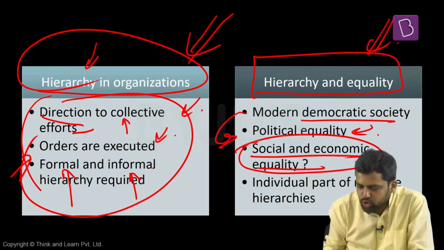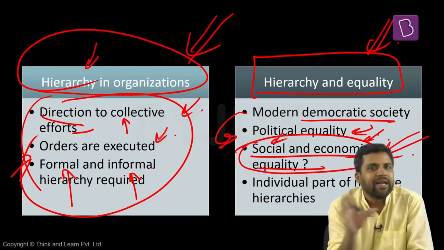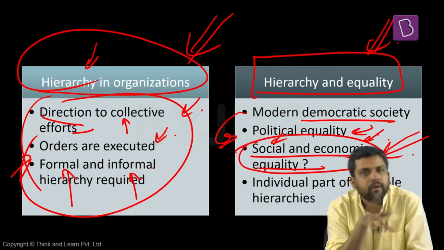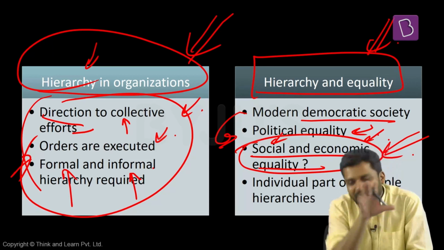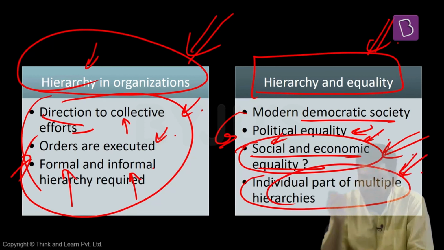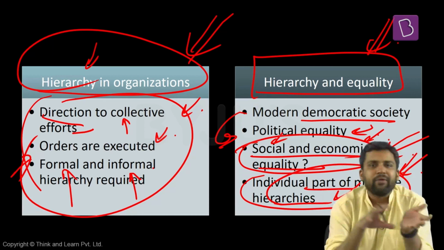But does it also mean social and economic equality? Just think about it. Are we equal along these lines? Political equality exists in the case of India, but social and economic equality is not there. So different types of inequalities, different types of hierarchies exist. Any individual is part of multiple hierarchies in any society. So this is the link between hierarchy and equality.